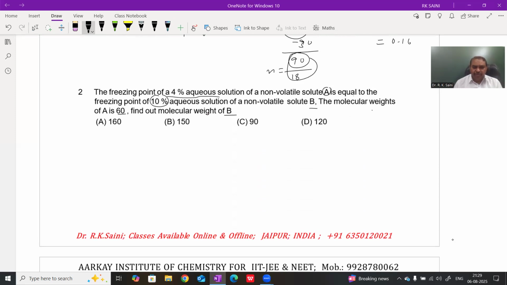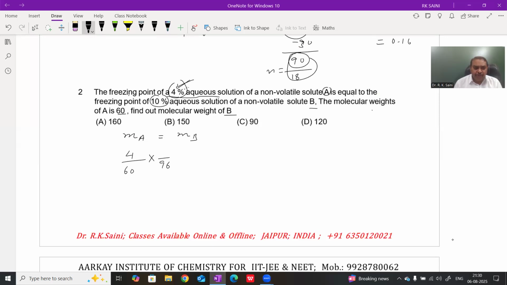First of all, the freezing point is equal. It means the depression in freezing point is also equal for solution A as well as solution B. The solvent is the same. Therefore, their molality is equal. The molality of A equals the molality of B, and molality means moles of A in 1 kg and moles of B in 1 kg. 4 gram of A, and its molar mass is given as 60, is present in 96 gram of solvent.